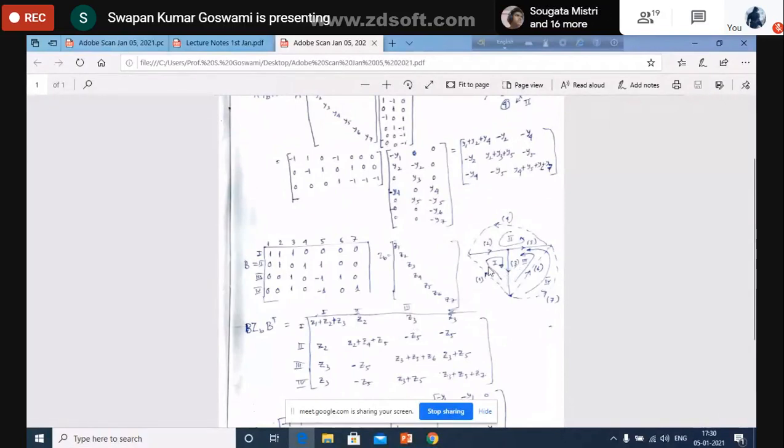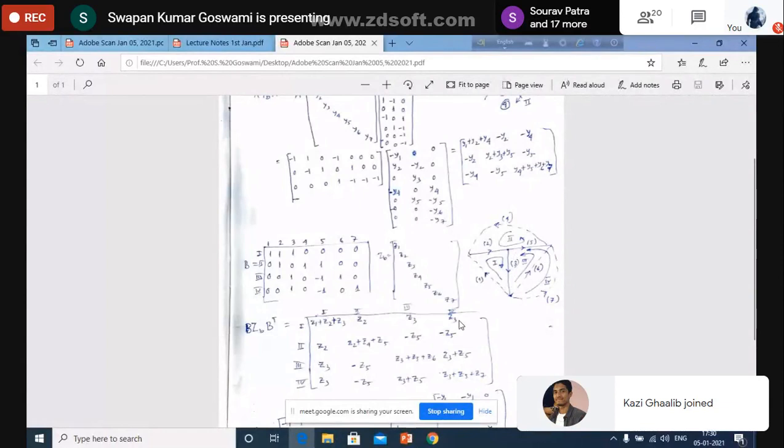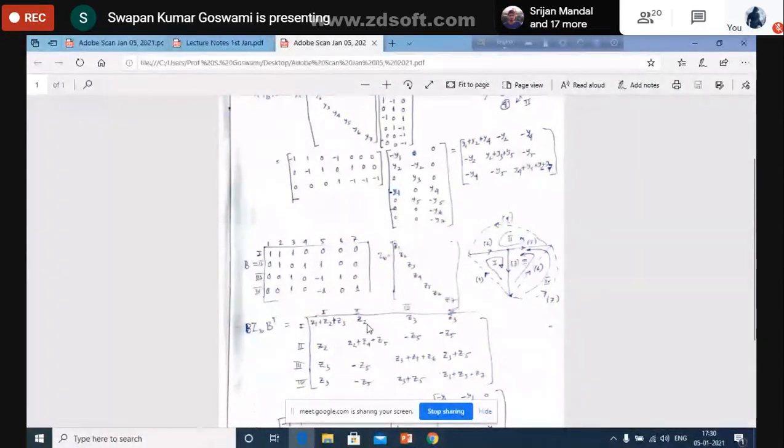Between loop 1 and loop 4, again common is 3. Loop 1 current and loop 4 current are again flowing in the same direction. So that is positive. Alright. And Z12 is equal to Z21, Z13 equal to Z31, Z14 equal to Z41. Okay. Now come here.